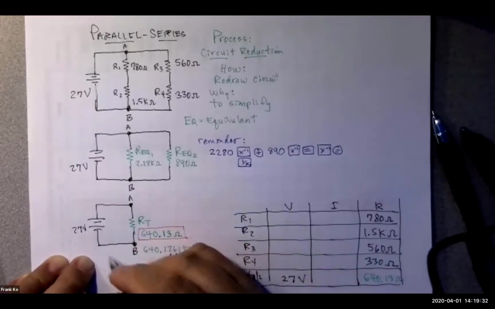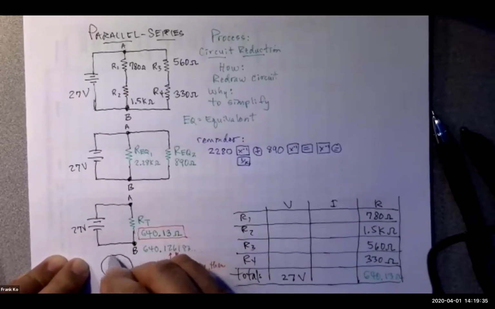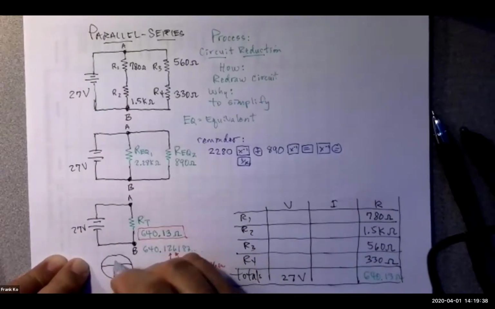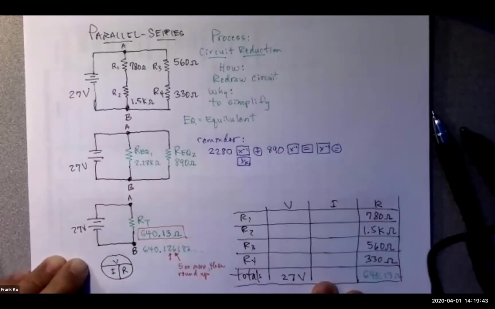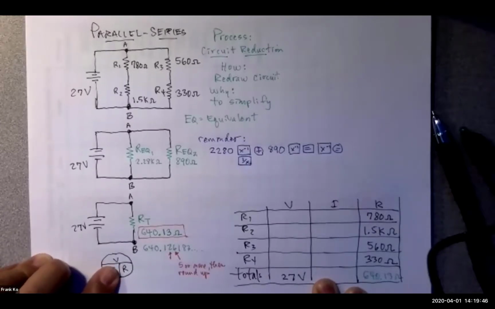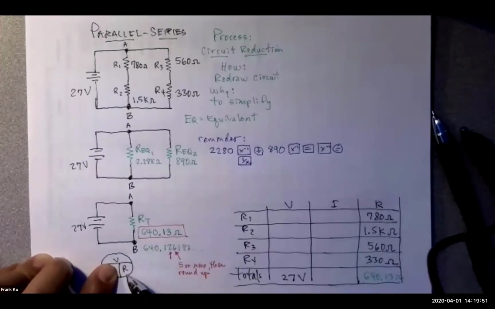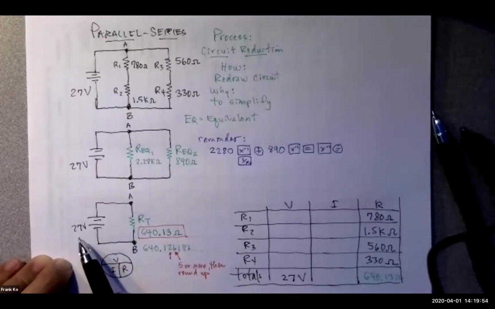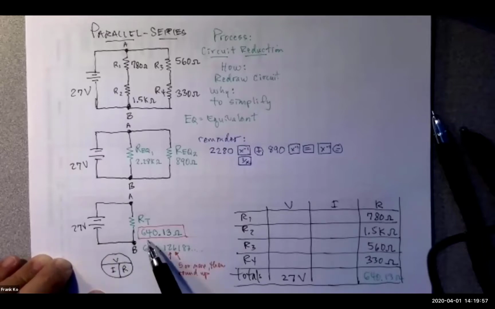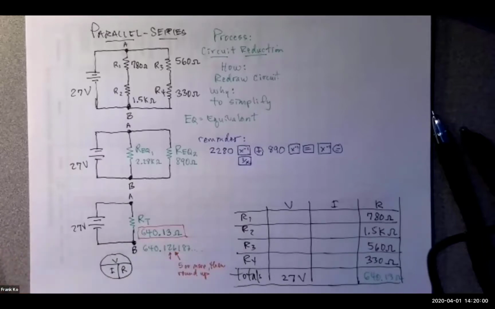As a gentle reminder for everybody, since it's been a little bit of time since we last chatted, there's your Ohm's law circle. If I am looking for I, what do I do? I cover the I. I would be equal to, what's left over is V over R, yes? So could we go ahead and everybody do that now? Take the 27, divide by the 640.13 or whatever your calculator has. I'm going to use all of it. So 27 divided by up here, boom, and enter.